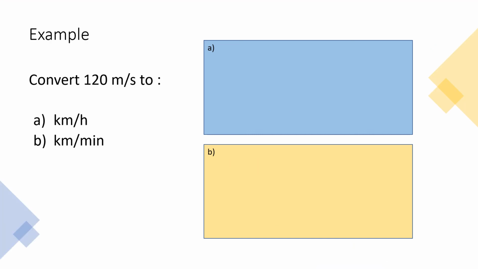Next example. Convert 120 meter per second to kilometer per hour. In the previous example, from kilometer per hour to meter per second, you convert into a smaller unit, but this time you convert a smaller unit into a bigger unit. So 120 meter per second is 120 meter over 1 second. This is the ratio. Then you need to convert meter into kilometer and second into hour.